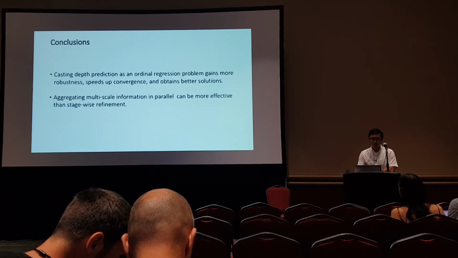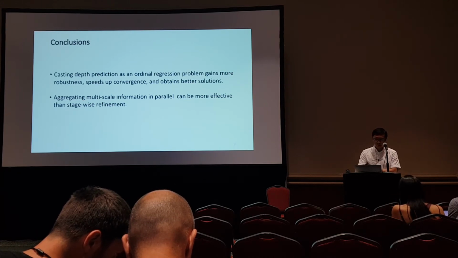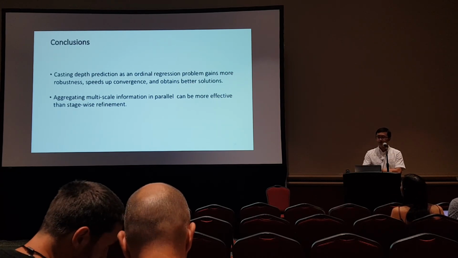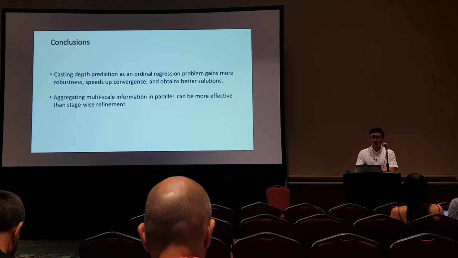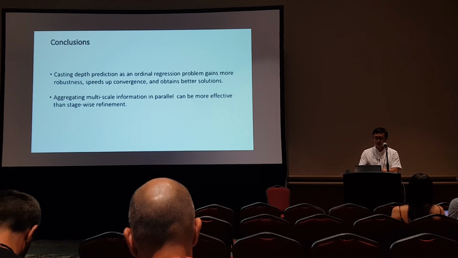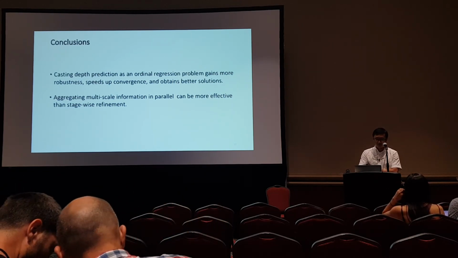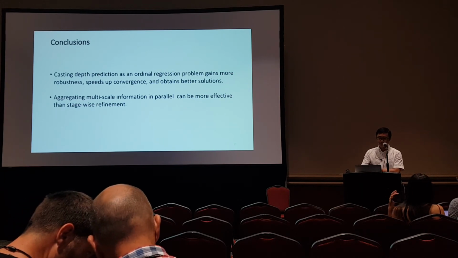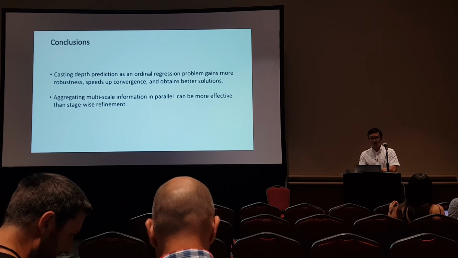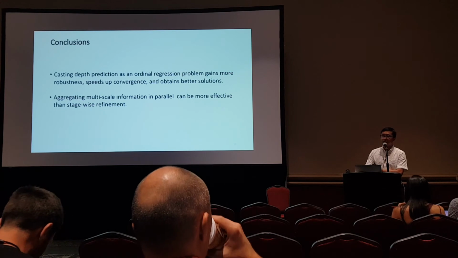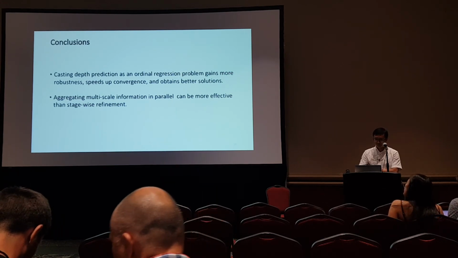So to conclude, we found that casting depth prediction as an ordinal regression problem gains more robustness, speeds up convergence, and obtains better local solutions. And also, aggregating multi-scale information in parallel can be more effective than stage-wise refinement of the prediction maps.